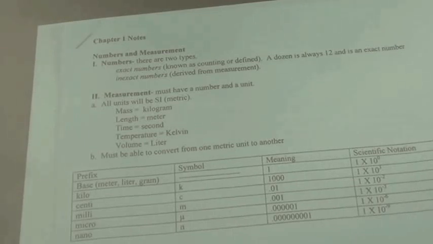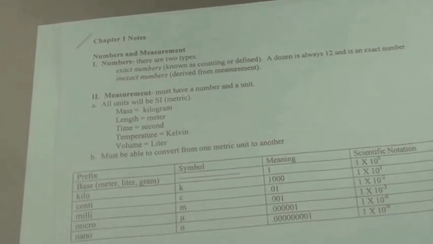Most people have heard of the prefix nano when we're talking about nanotechnology. It is a defined measurement. 1 meter has 1 times 10 to the 9th nanometers. A nanometer is very, very small.